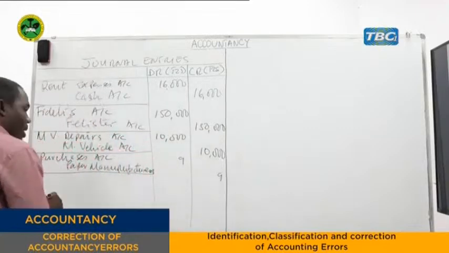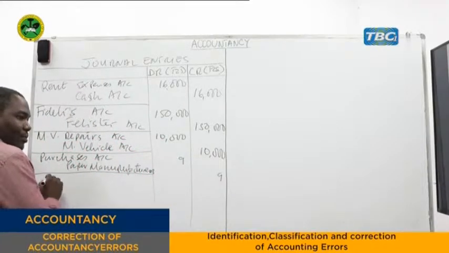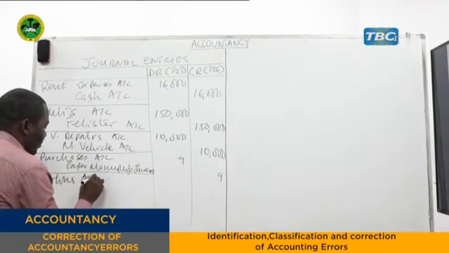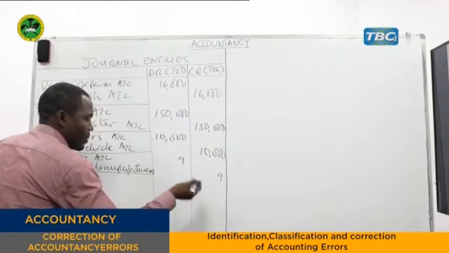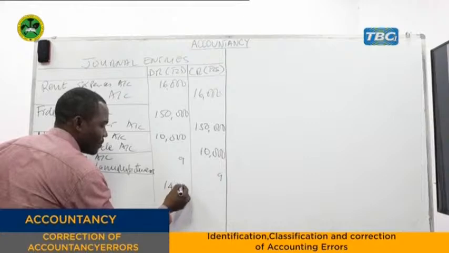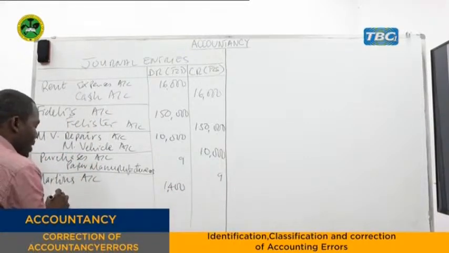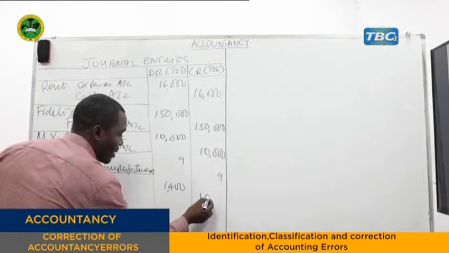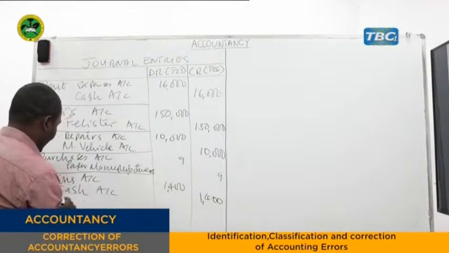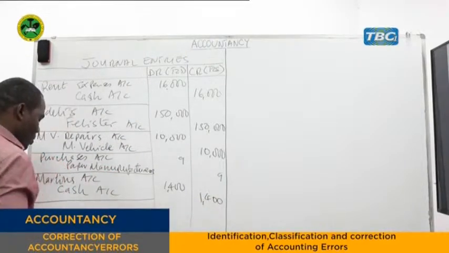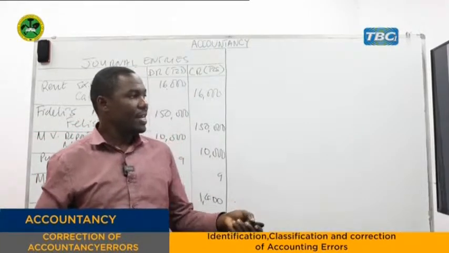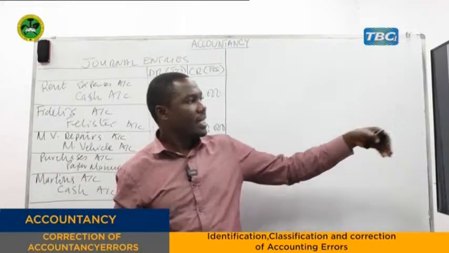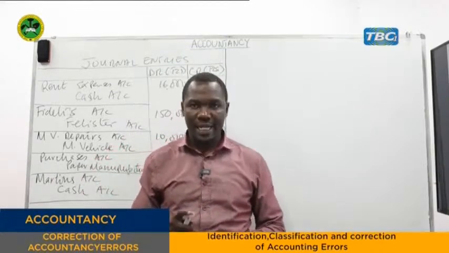So we debit Martin's account by how much? We double, of course, 4,000. We credit a cash account. It was a payment, to recognize the cash outflow. Then you give narration to your journal. The last in this category is compensating errors.